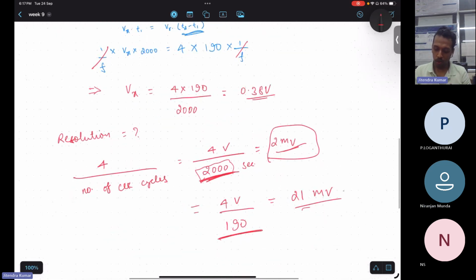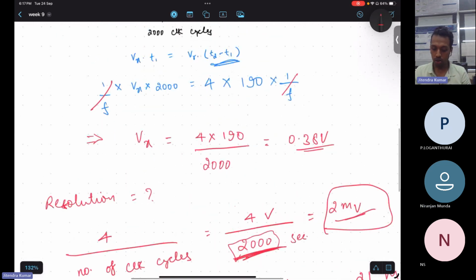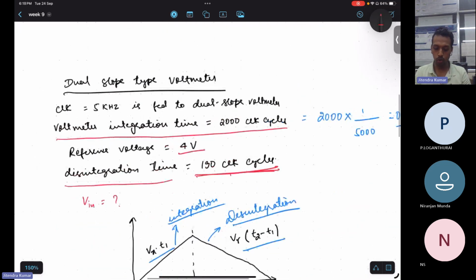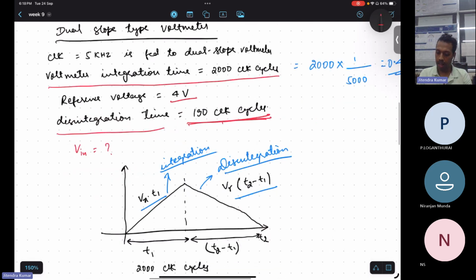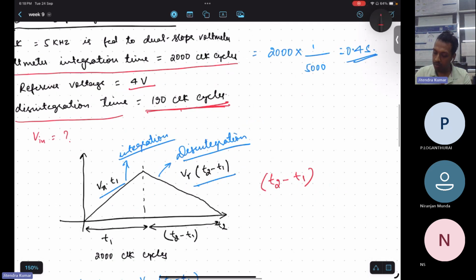So we had to calculate the resolution of this circuit. We have the reference voltage of 4 volt, which is getting disintegrated in 190 clock cycles. Which means that this disintegration time, T2 minus T1, is less than T1. This slope would be something like this, which means the steps here would also be much larger compared to this integration.